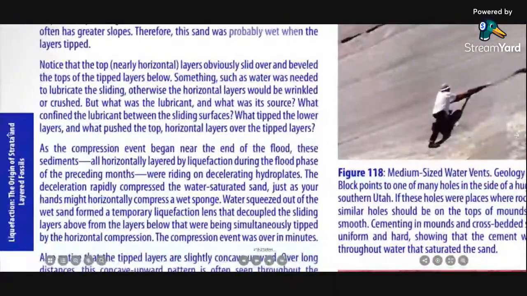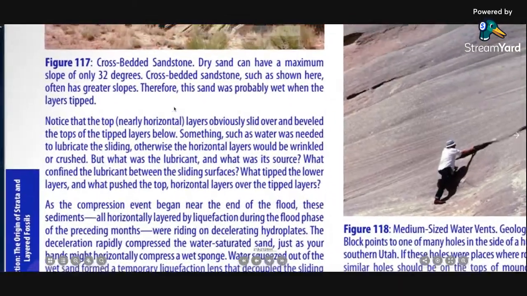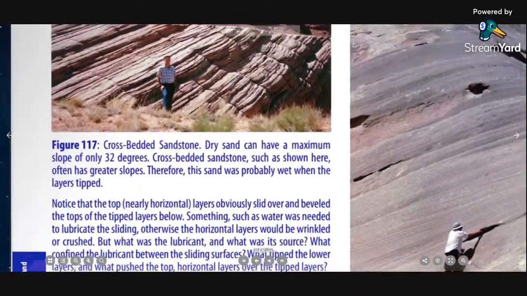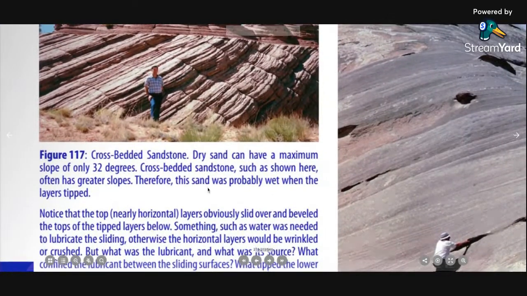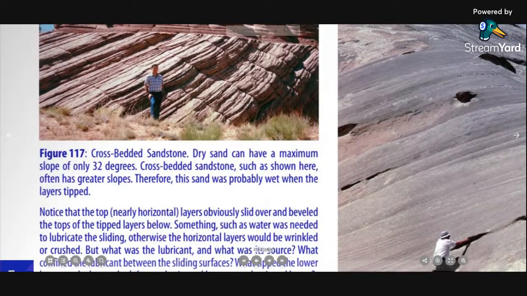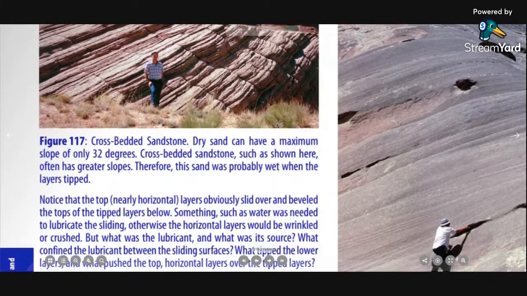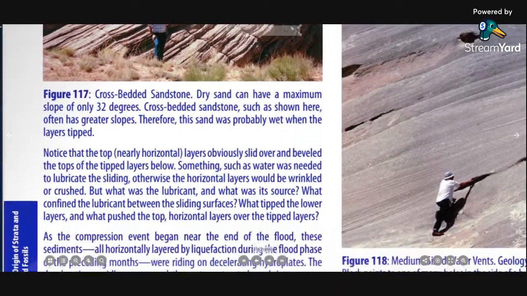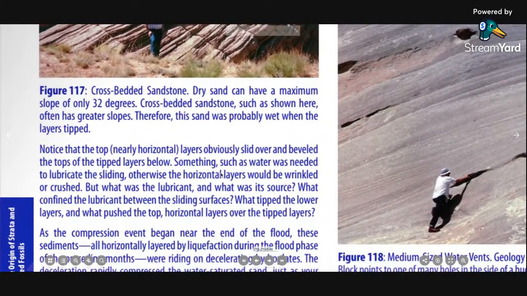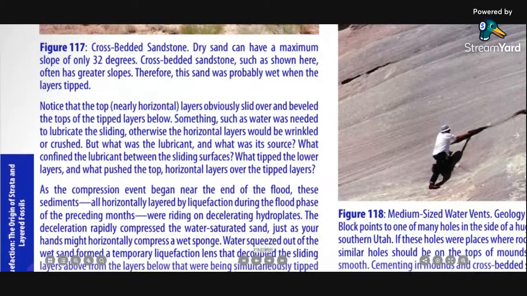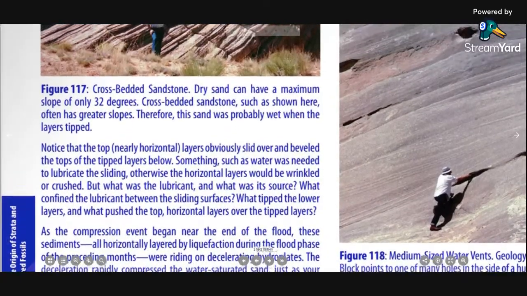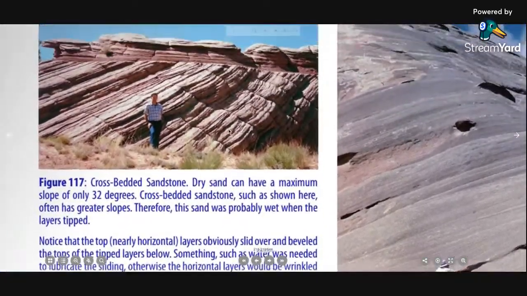Notice the top, nearly horizontal layers obviously slid over and beveled the tops of the layers below. Something such as water was needed to lubricate the sliding, otherwise horizontal layers would be wrinkled or crushed. But what was the lubricant and what was its source? What combined the lubricant between the sliding surfaces, what tipped the lower layers, and what pushed the top horizontal layers over the tipped layers?